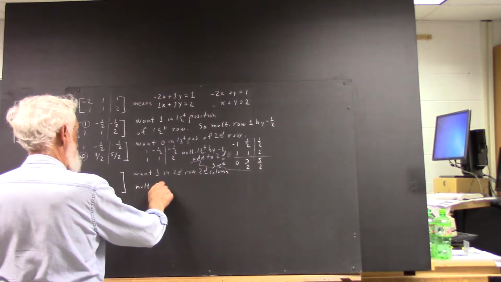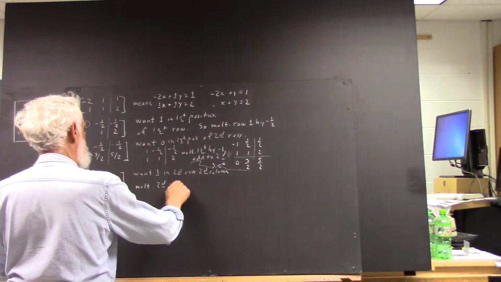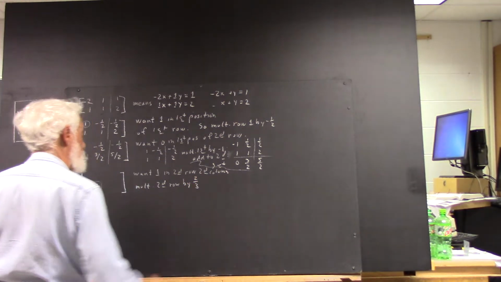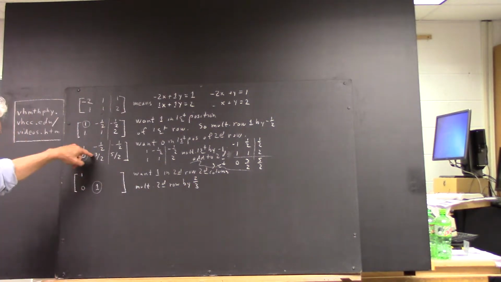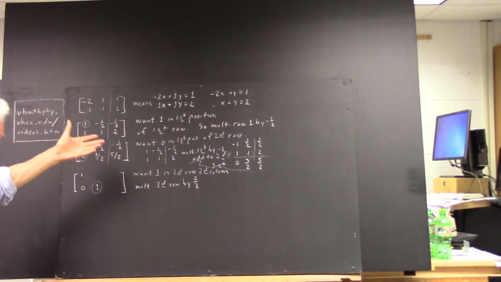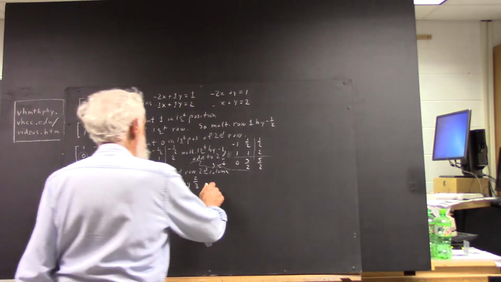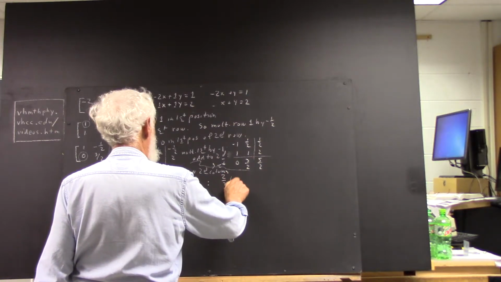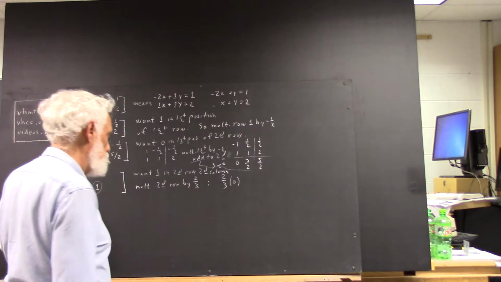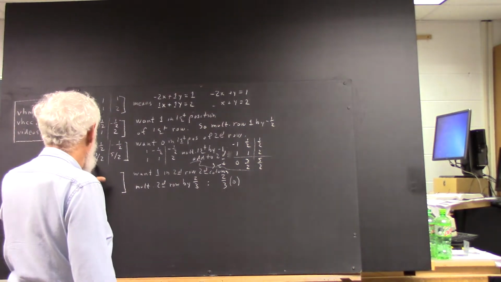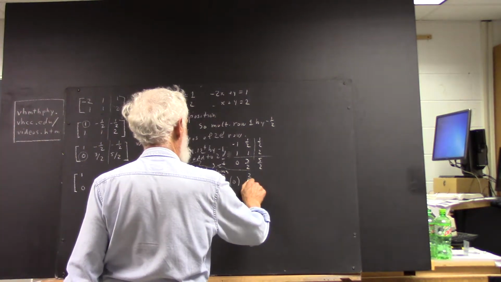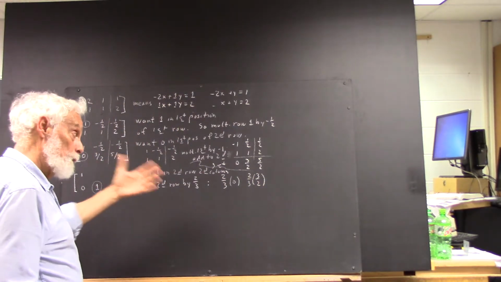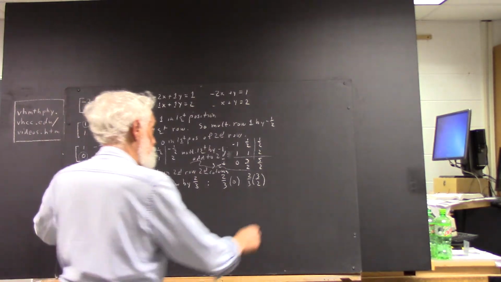So we multiply the second row by 2/3. Because we have a 3/2, if we take 2/3 of 3/2, we get 1. So 2/3 of 0, of course, is going to give us 0. 2/3 of 3/2 is going to give us our 1. That's why we're doing 2/3.